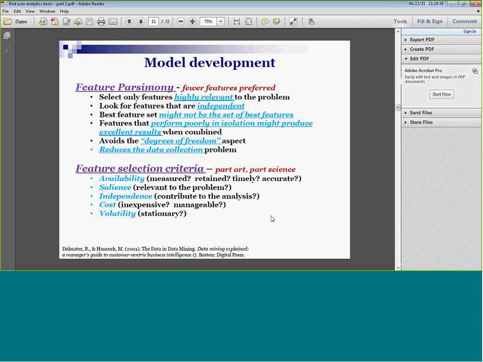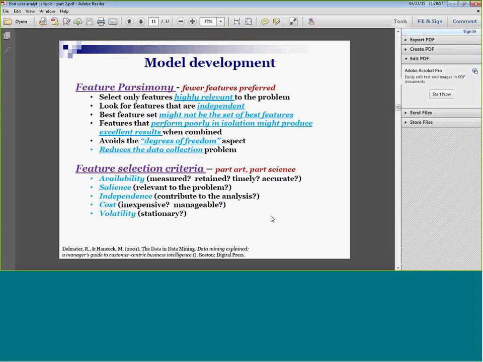You also have to remember that we're using past data, building a model that we're going to use to predict future or current cases. So it has to be something that's fairly stable. If you're in a very dynamic business where past data is meaningless to predict the future, this isn't going to work at all.